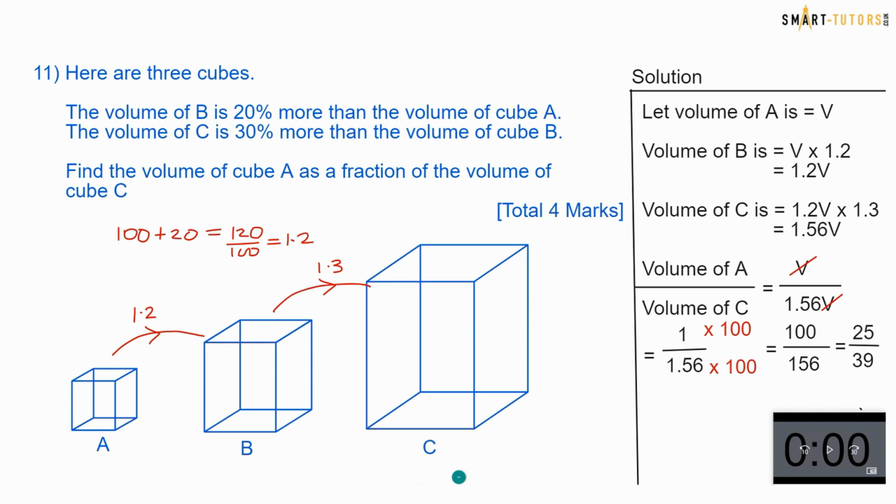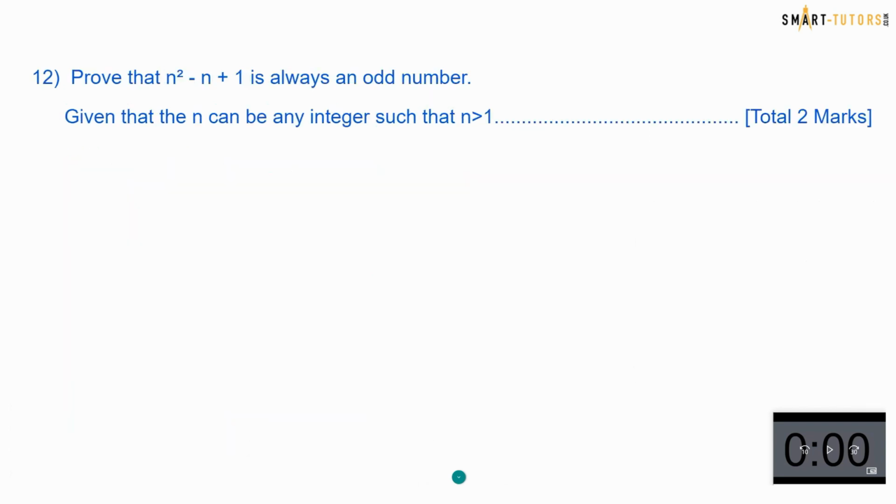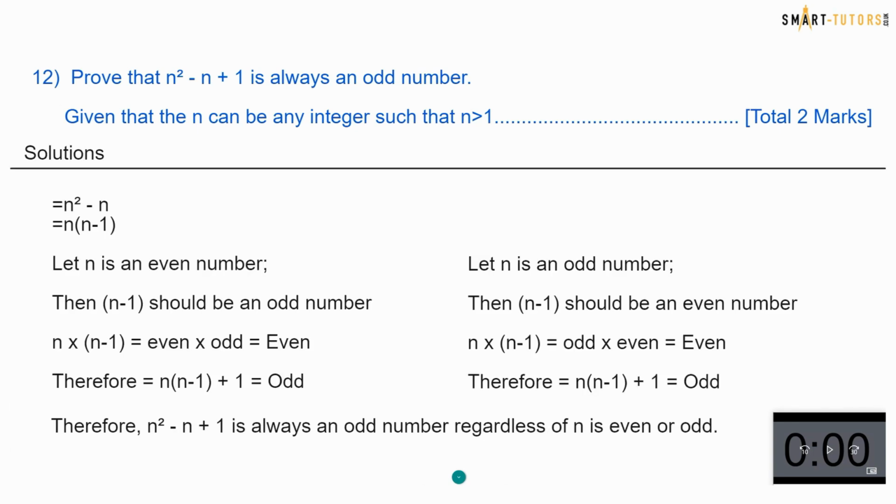Let's go to the next question. Question number 12. Prove that n squared minus n plus 1 is always an odd number, given that n can be any integer such that n is greater than 1. So it's a 2 marks question. You need to prove that the expression n squared minus n plus 1 is always an odd number. First of all, I'm trying to prove n squared minus n, the first two terms. If I factorize, n squared minus n is n times n minus 1.